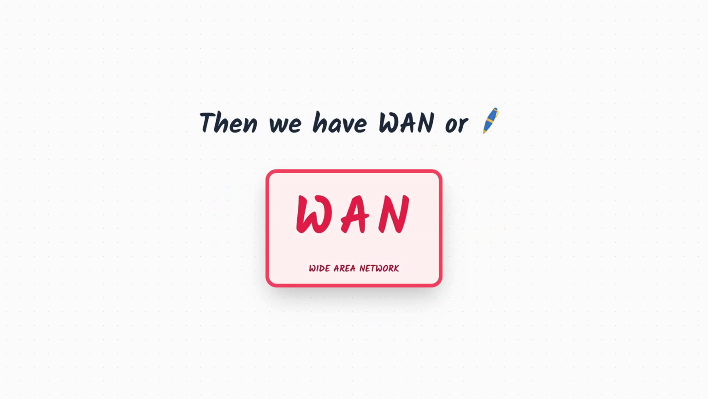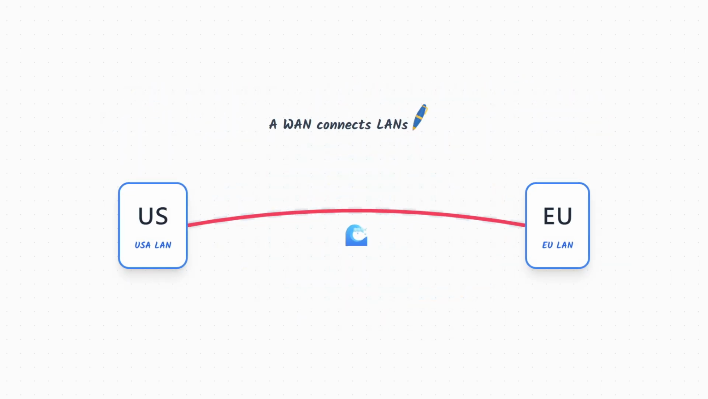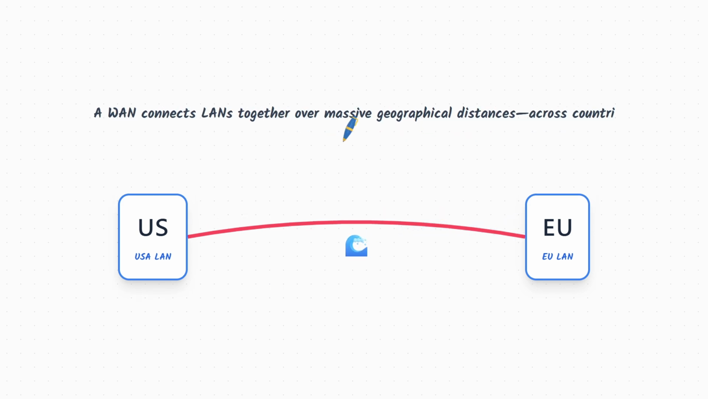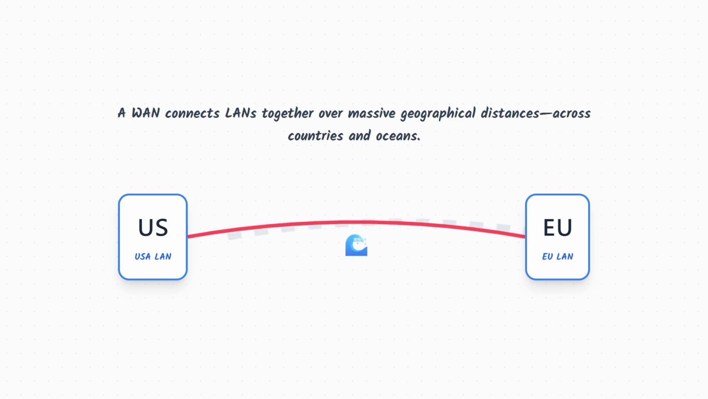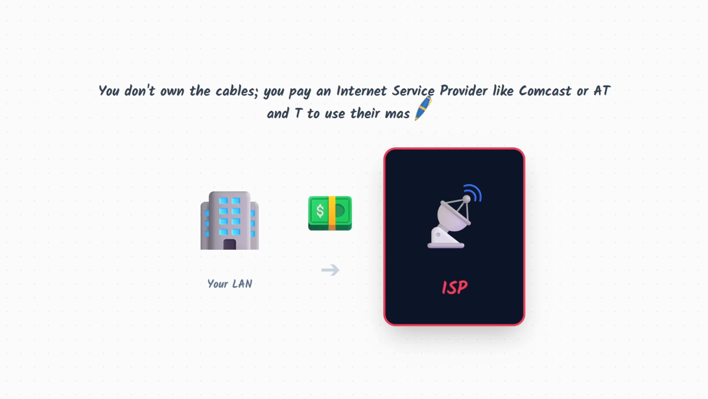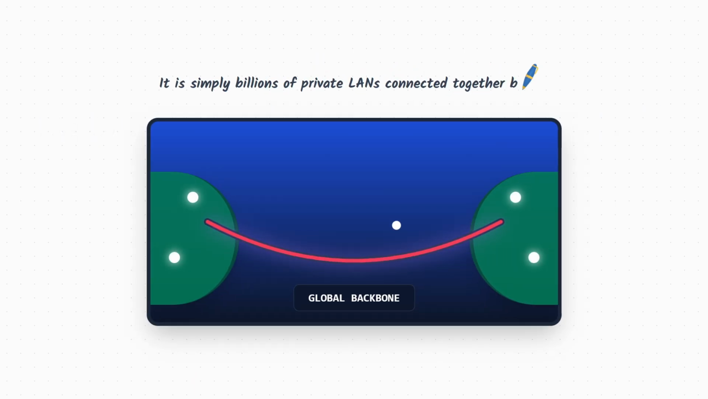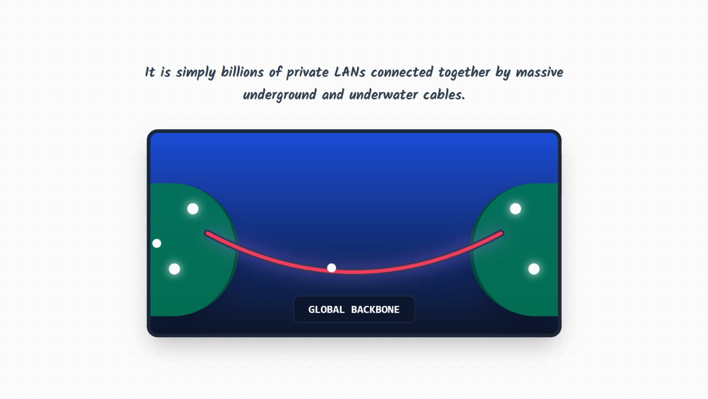Then we have WAN, or Wide Area Network. Think of a WAN as the global highway system. A WAN connects LANs together over massive geographical distances, across countries and oceans. You don't own the cables. You pay an internet service provider like Comcast or AT&T to use their massive global cables. Fun fact, the internet itself is just the world's largest WAN. It is simply billions of private LANs connected together by massive underground and underwater cables.